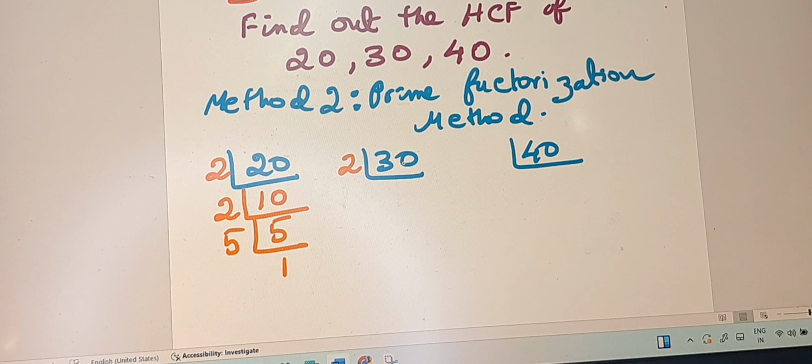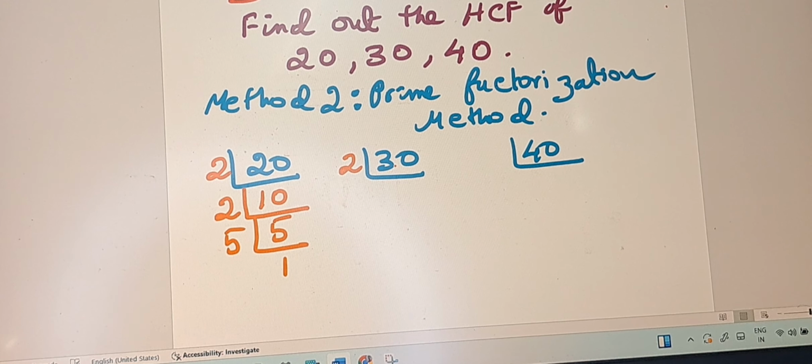Next, if I divide 30 by 2. Now students, we have learned in the junior class, this method is also called the short division method. If you have learned in the junior class how to find out division with the help of short division and long division, this is actually short division. So 30 divided by 2 is 15.